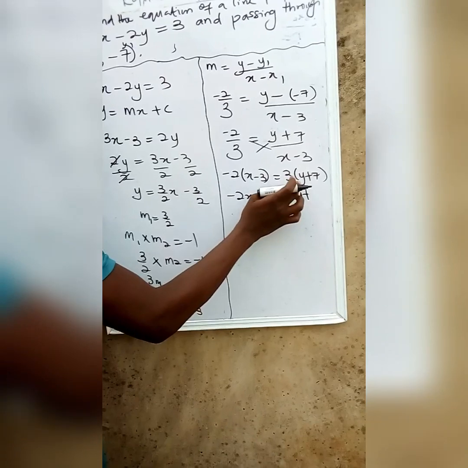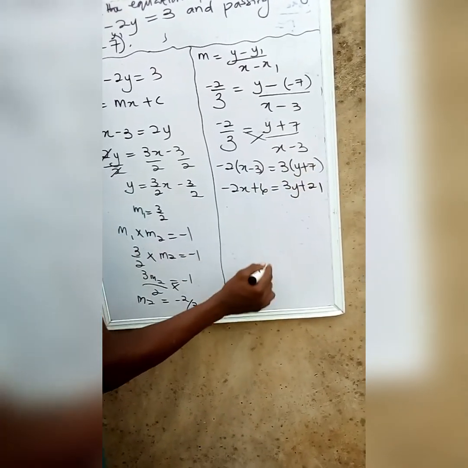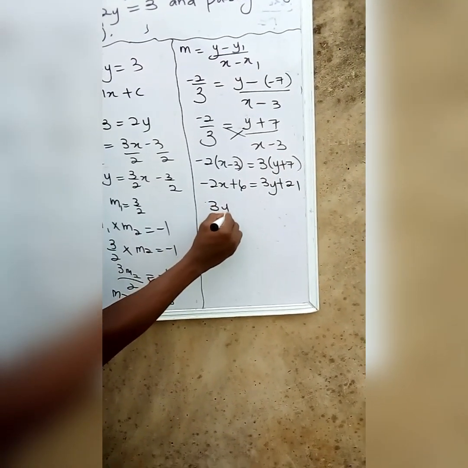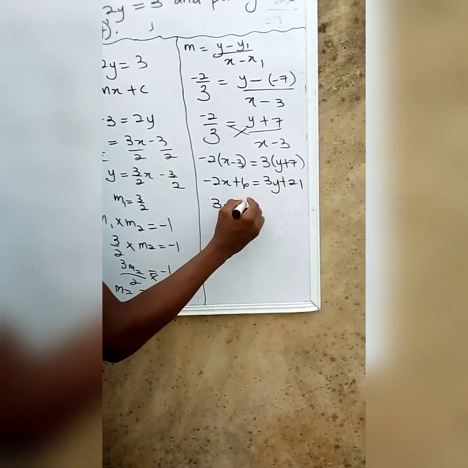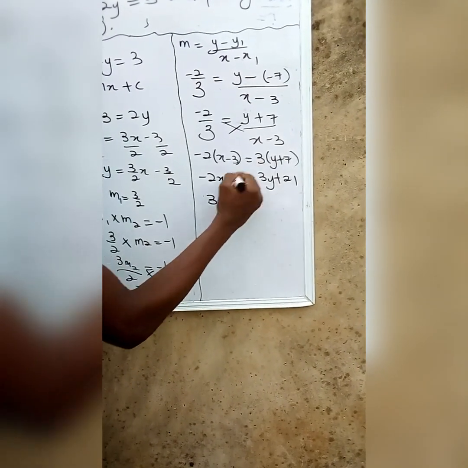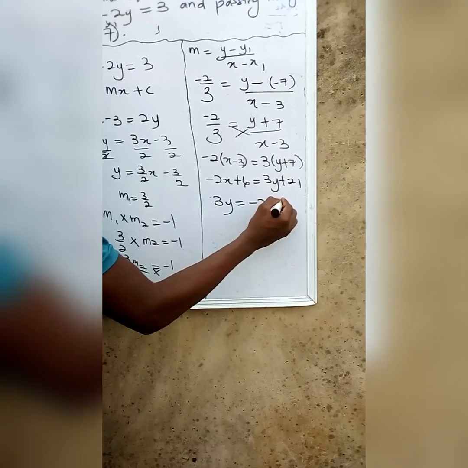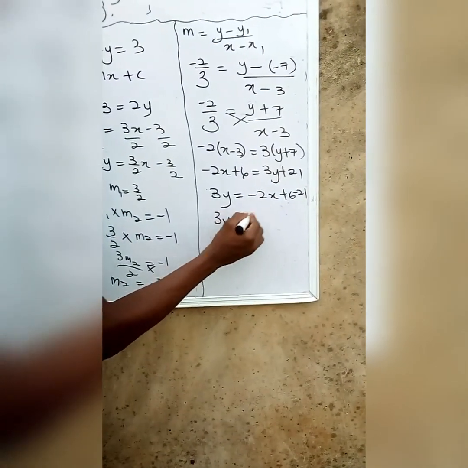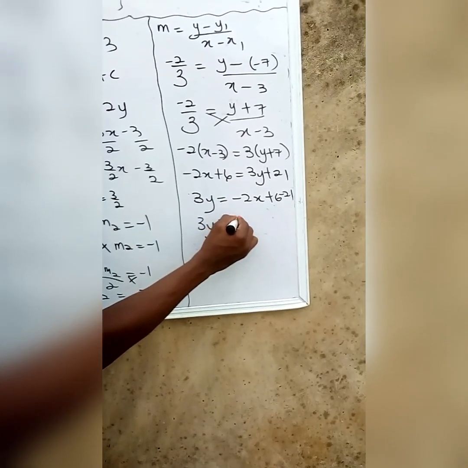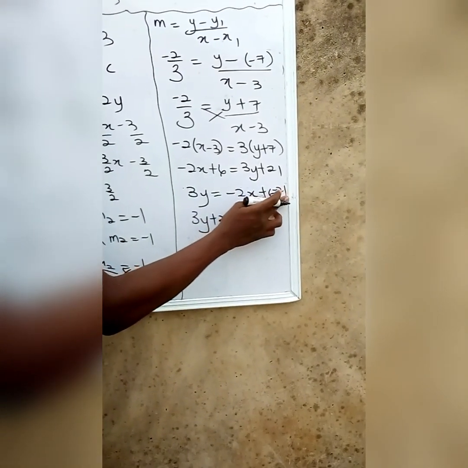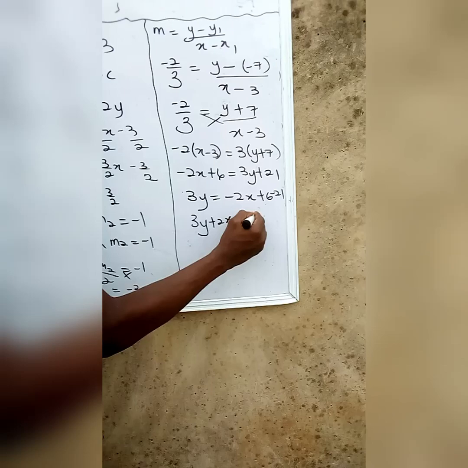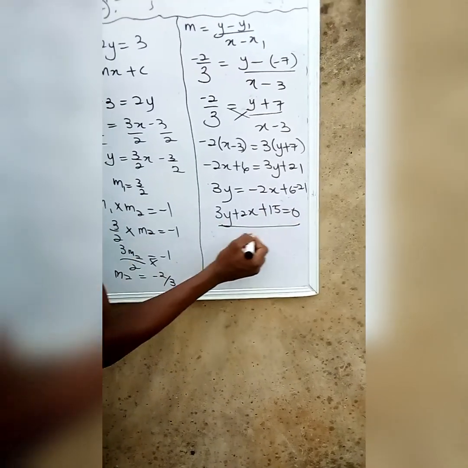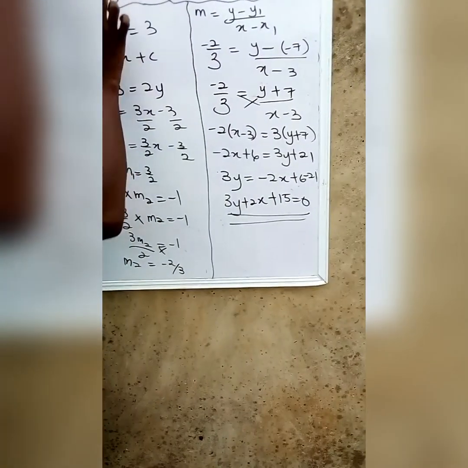3 times y is 3y, then 3 times 7 is what? 21. So that will be 3y is equals to minus 2x plus 6 minus 21. So 3y, when minus 2x will become plus 2x, plus 6 minus 21 is minus 15, and that will be plus 15 is equals to 0. So this is the equation of a line that is perpendicular to this line.